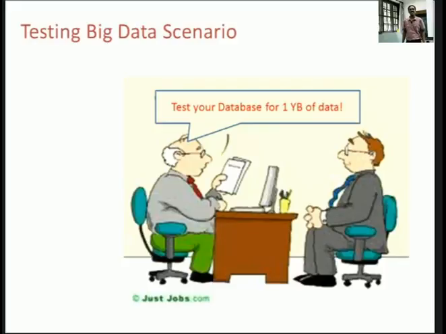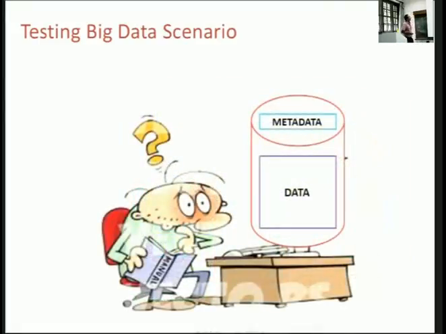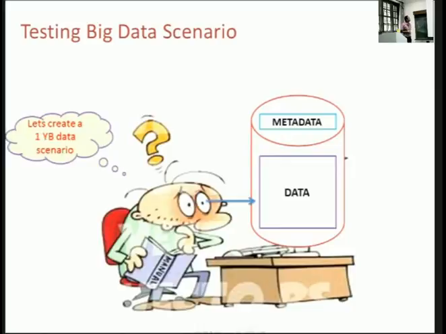Okay, so in the interest of time, it's 10 to the power 24 bytes. So he wants to test whether your optimizer or your database system works for that much amount of data. So what you do, you go and create 10 to the power 24 bytes of data, a yottabyte of data, and see whether it works. That's the natural thing to do.